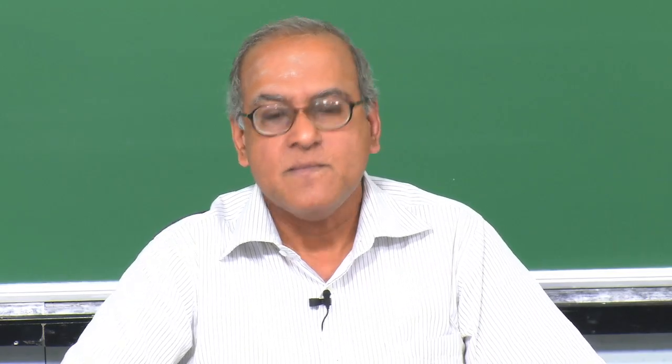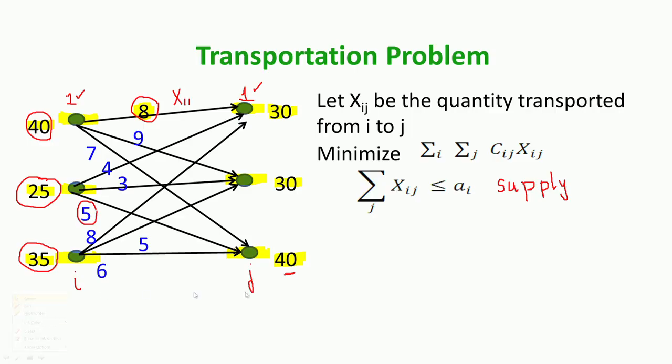Now, continuing, we have the second set of constraints which says sigma xij summed over i is greater than or equal to Bj. Now Bj represents the demand in these demand points. There are 3 demand points which are here. The values are 30, 30 and 40.